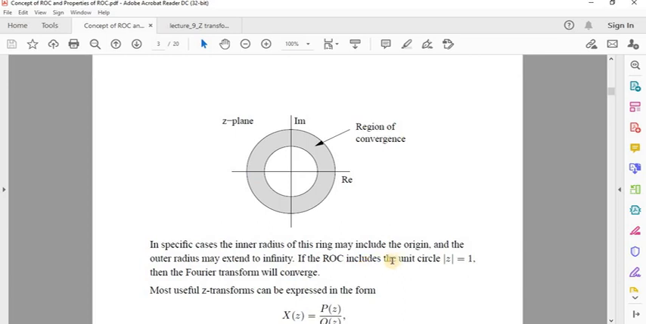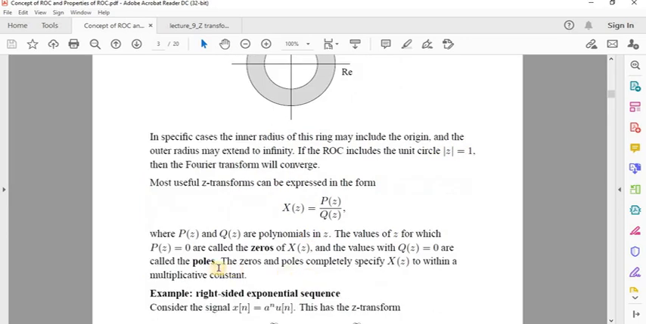So if the ROC includes the unit circle, mod of Z equals 1, then the Fourier transform will converge. Okay, so this is the transfer function formula. P and Q are polynomials in the Z domain, and the values of Z for which P of Z equals 0 are called zeros of X of Z, and the roots of Q are called poles.